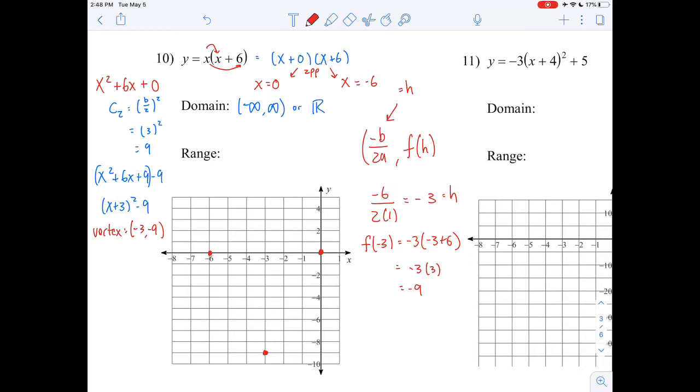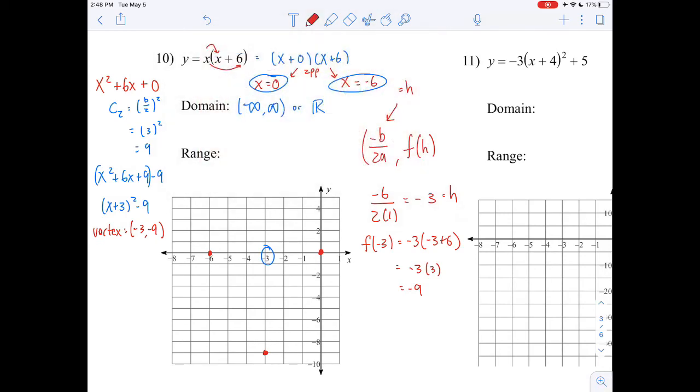Another way you can think about determining the h value is by finding the midpoint between your x-intercepts. Since my x-intercepts are 0 and negative 6, halfway between there would be negative 3. And then I could just go through that process to find f of negative 3 for my output there. That's a little bit more of a pattern and identifying a trick to help you quickly graph.